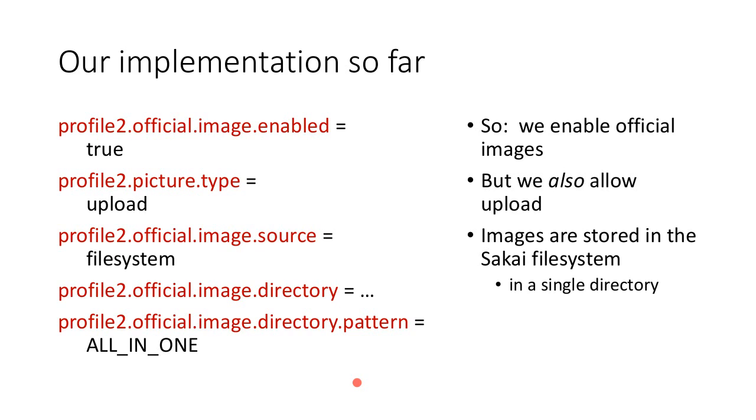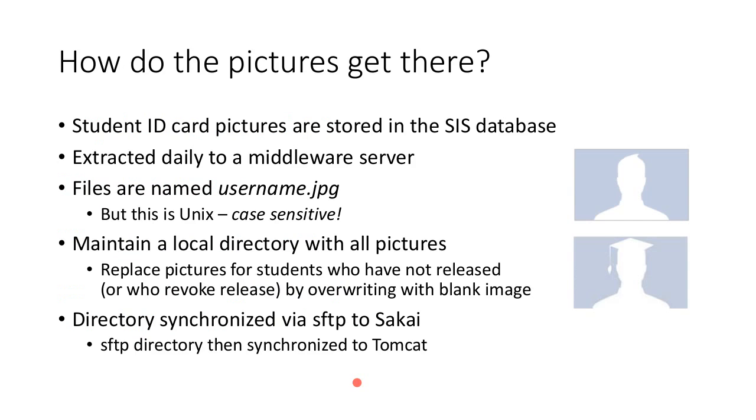So for larger implementations, you might have a different directory pattern in order to have fewer files in a single directory in the file system. Are the photos stored as blobs in Sakai's database? I honestly don't know. I believe that they're actually stored as discrete files in the file system, but I would need someone else on our technical side to answer that.